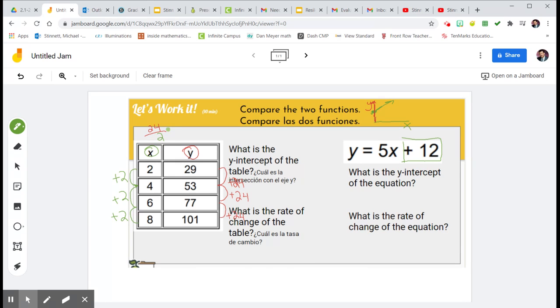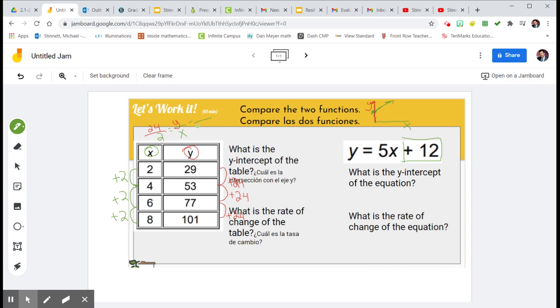And it's always this way. It's always change in y, how much your y is changing, over change in x, how much your x is changing. So my y is changing by 24 every time my x changes by 2, or increasing. It doesn't always increase, but in this instance, it's increasing by 2. Okay. So we have 24 divided by 2.